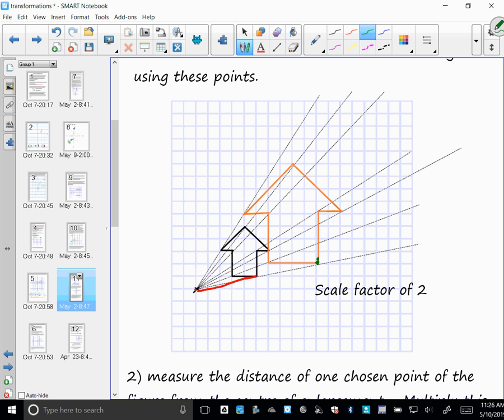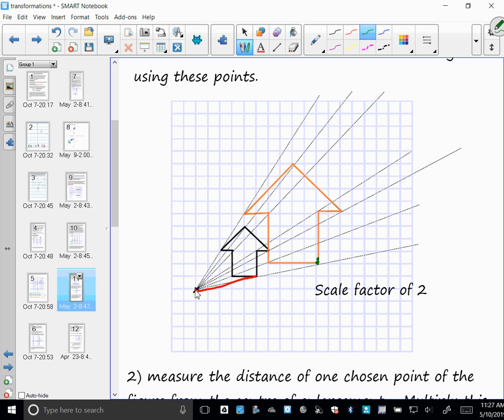I started the conversation by saying some people don't like this one, some people prefer this one. I do not prefer this one, but some of you might like it. But you understand the concept? Now, in saying that, this is useful, or this is the way that we would find a centre of enlargement if we were asked to.